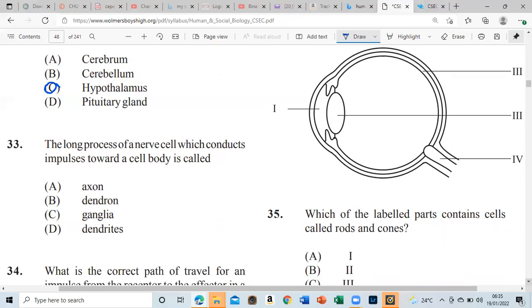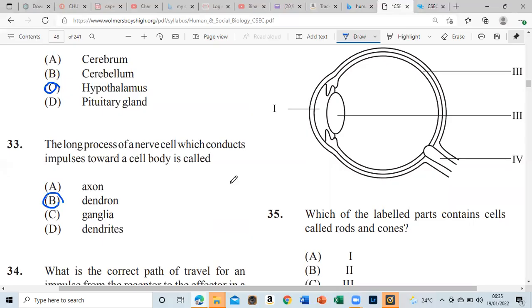The long process of a nerve cell which conducts impulses towards a cell body is called, is it the axon, the dendron, the ganglia, or the dendrite? The long process of a nerve cell which conducts impulses toward a cell body is called, and that is the, come on guys, you know that, the dendron.